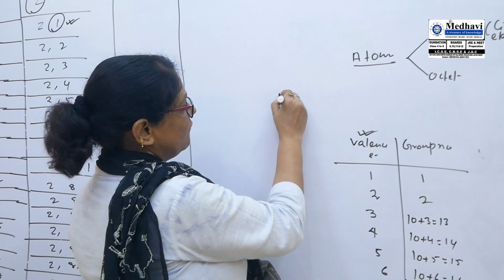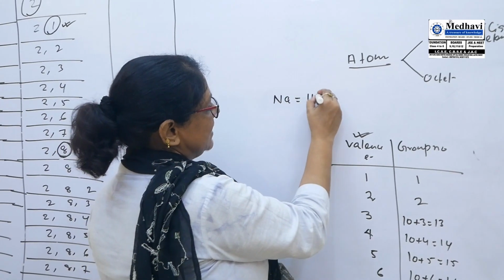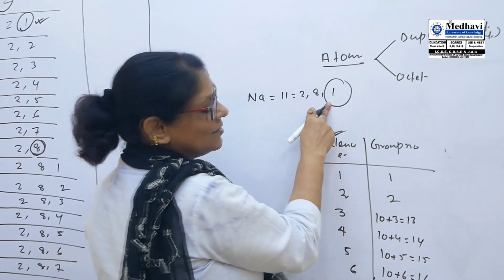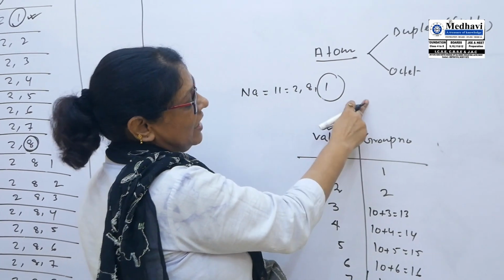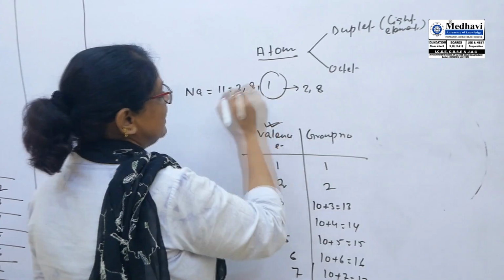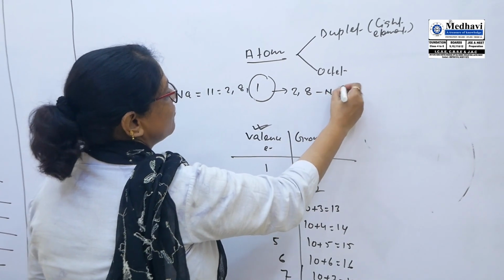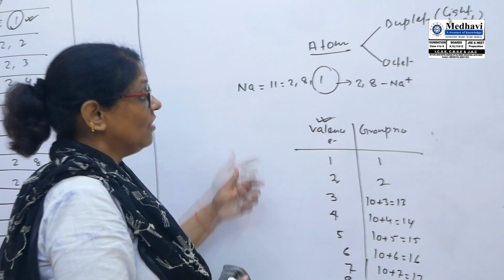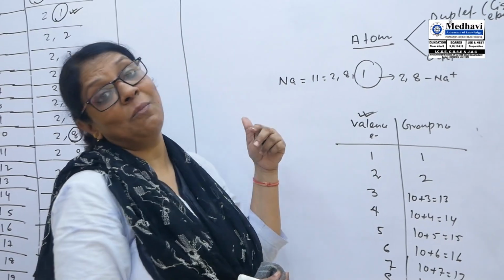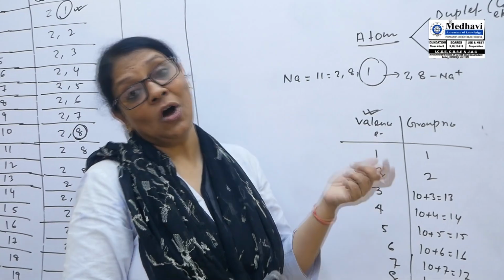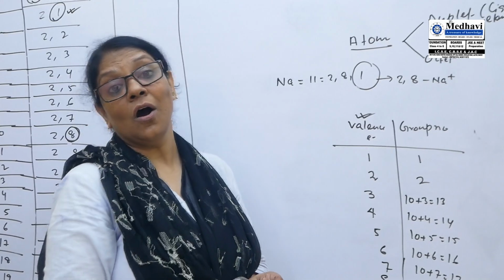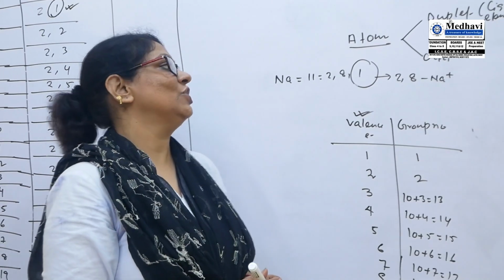You can take the example of sodium. Its atomic number is 11, so we can say 2, 8, 1. If sodium loses its 1 electron to another element, then its octet will be completed and it will become Na+1. So we can say that the valency of sodium is 1, because valency is the number of electrons lost or gained by an element to fulfill its octet or duplet configuration.